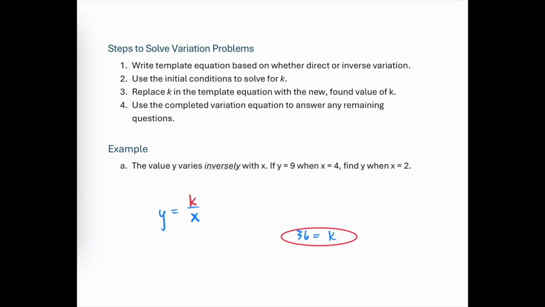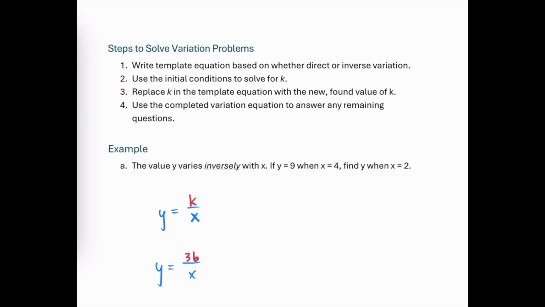So now that we've found the value of k, we're going to replace the k in the template equation with this newfound value of k. So we're going to plug 36 in for k back into the original template equation. So our variation equation now becomes y is equal to 36 over x. And now not only do we know that as we plug in larger values of x, the y values are going to get smaller, but our value of k equal to 36 now tells us a little bit about the rate at which that's occurring.